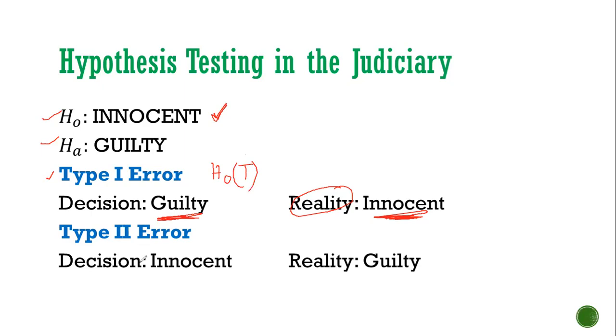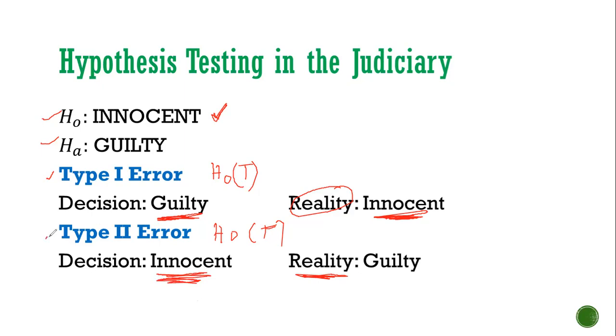Next, type 2 error natin. So in reality, guilty ka talaga. So your H0 is false. Hindi ka innocent. Guilty ka talaga. Pero instead na sasabihin ng judge na you are guilty, anong sinabi ng judge? You are innocent. Okay?